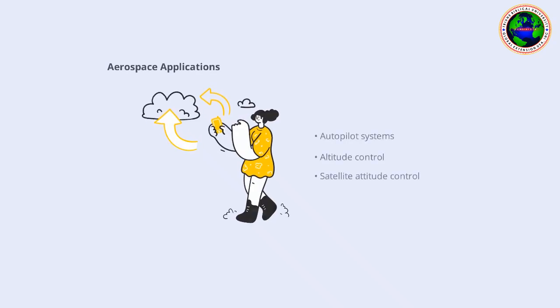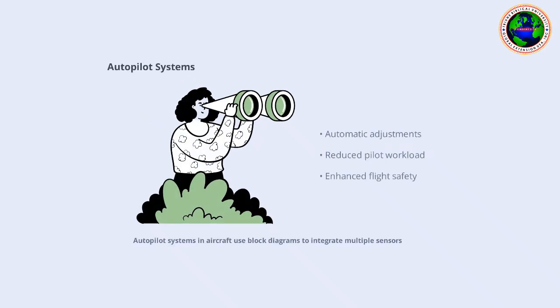In aerospace engineering, block diagrams are essential for designing autopilot systems, altitude control, and satellite attitude control. These systems use sensors to gather data, controllers to process it, and actuators to make precise adjustments, ensuring safe and stable flight. Autopilot systems in aircraft use block diagrams to integrate multiple sensors, controllers, and actuators. These systems automatically adjust the plane's heading, altitude, and speed, reducing pilot workload and enhancing safety during flight.